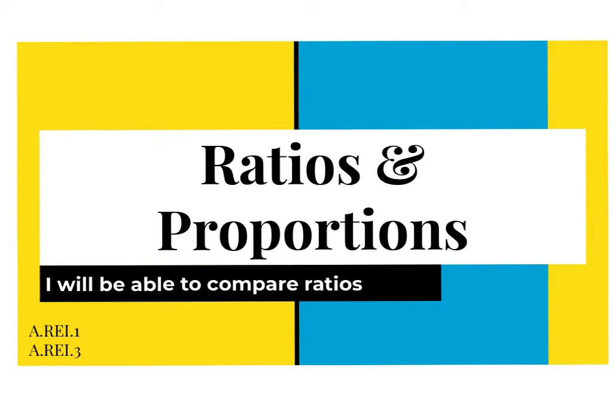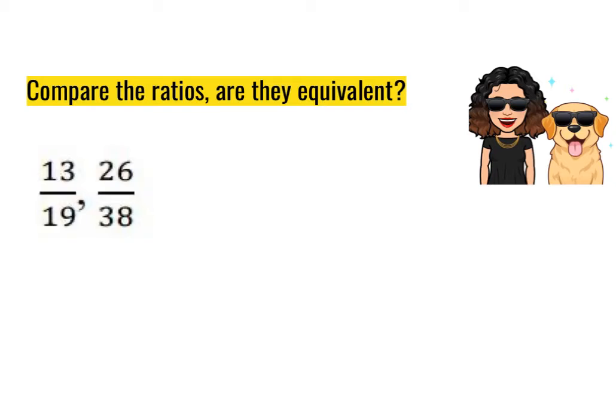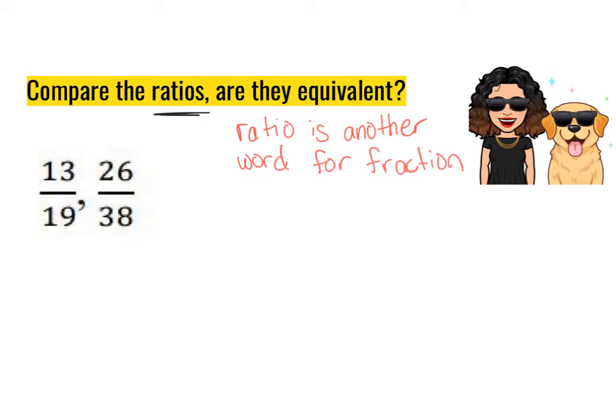Ratios and proportions. After watching this video, I will be able to compare ratios. Before I can compare the ratios, I first need to understand that a ratio is basically a fraction. So a ratio is just another word for fraction. Compare the ratios, are they equivalent, is the same thing as saying compare the fractions, are they equivalent?